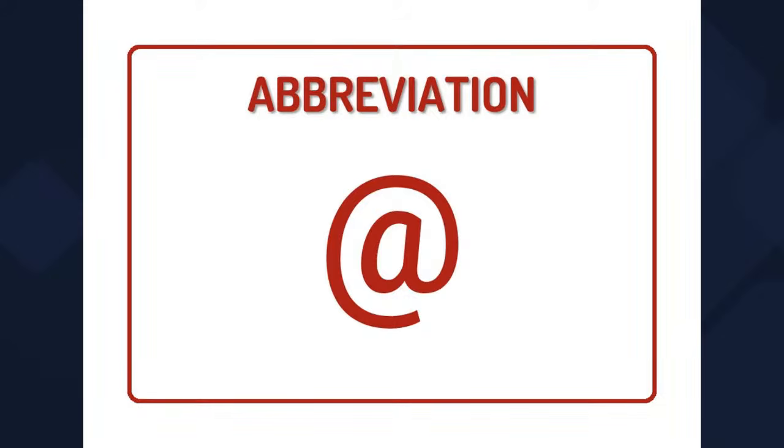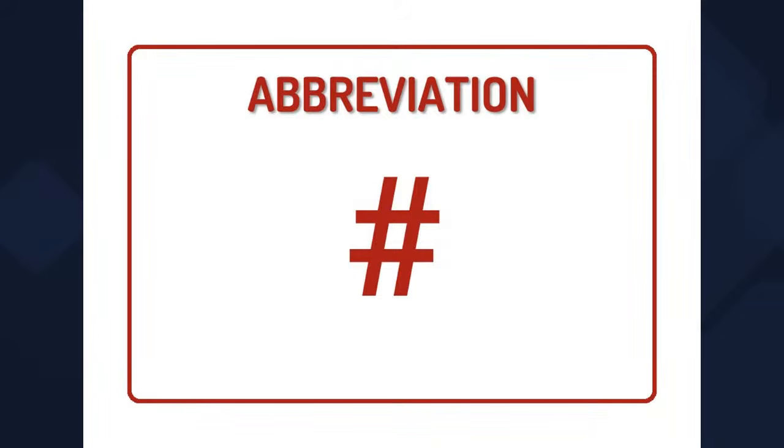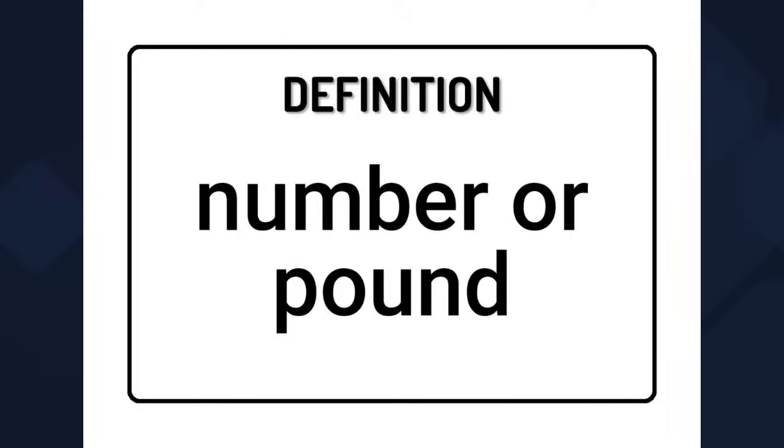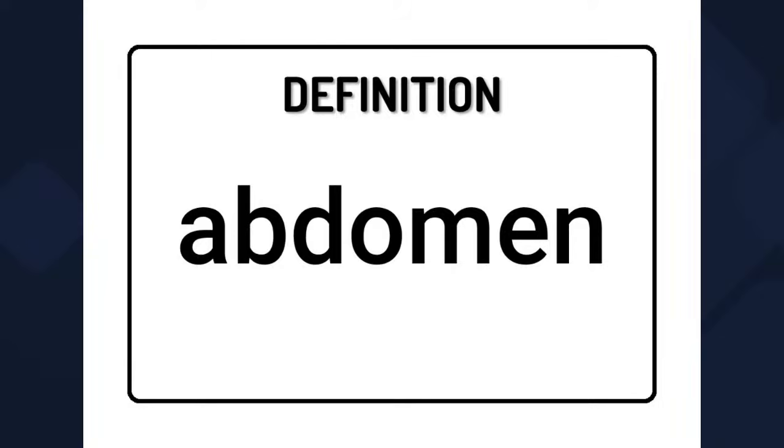So here we have the abbreviation, which is an A symbol with a circle around it. This represents at. The pound sign represents exactly that. It is number or pound. ABD is short for abdomen.